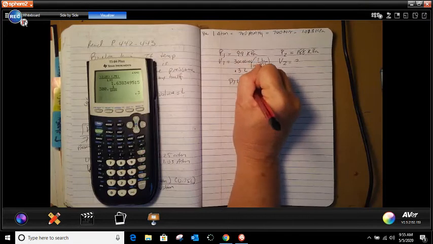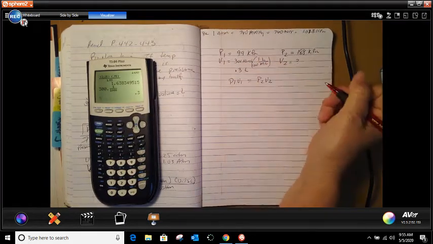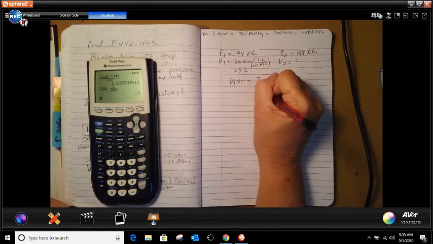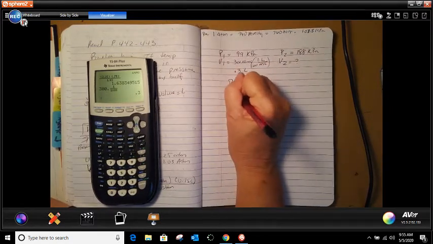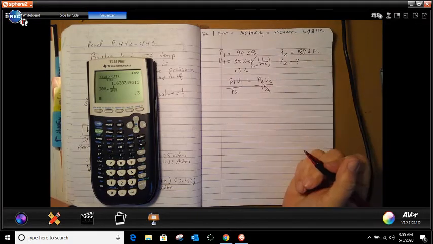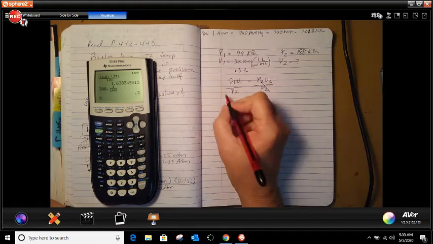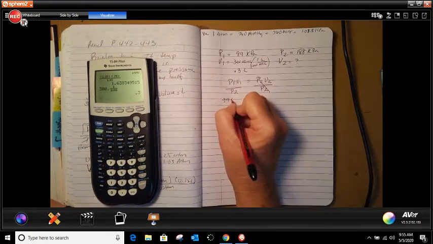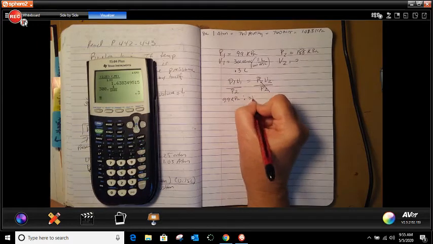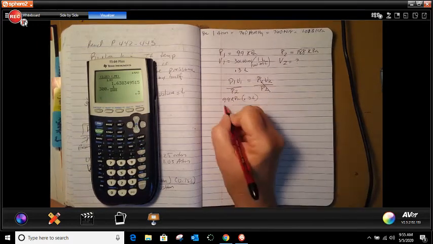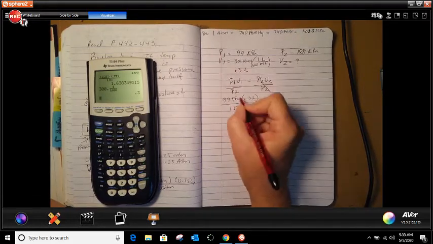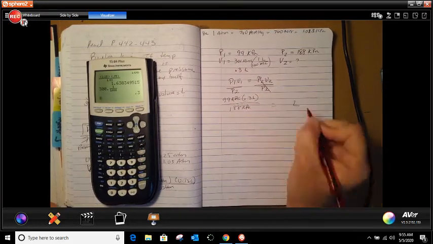Okay, now P1 V1 equals P2 V2. I'm looking for V2 this time, so I'm going to divide both sides by P2. If I do that, there's my new equation. So then I'm going to plug everything in. So I've got 99 kilopascals times 0.3 liters over 188 kilopascals. And when I get done, I should have liters.